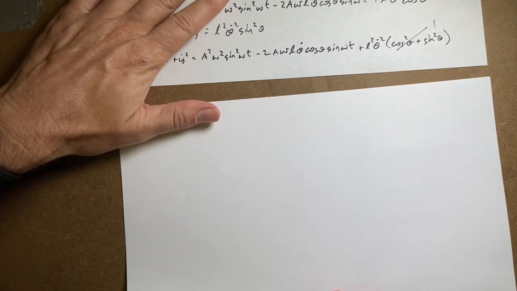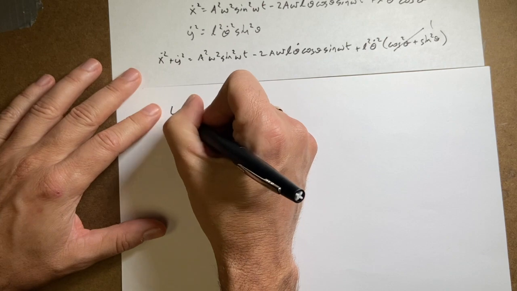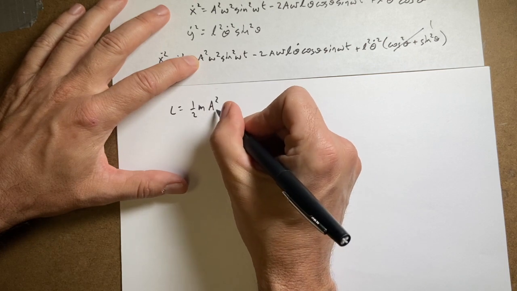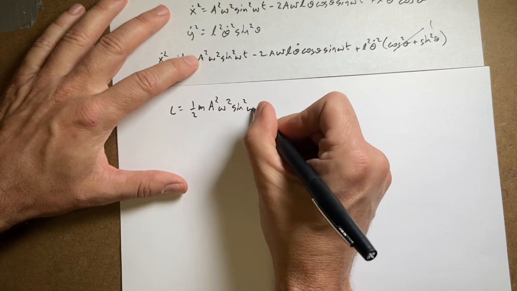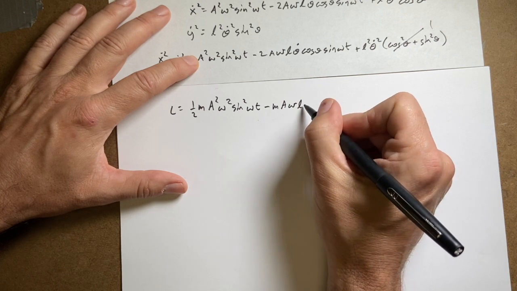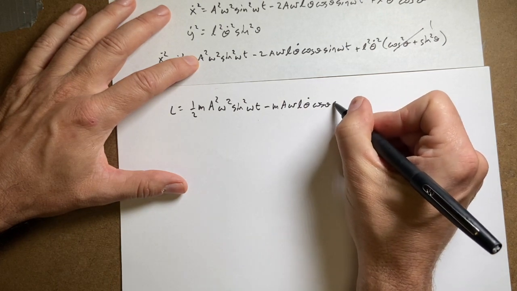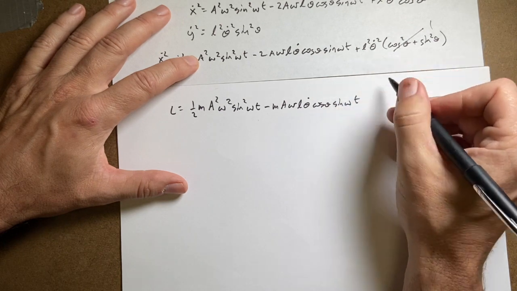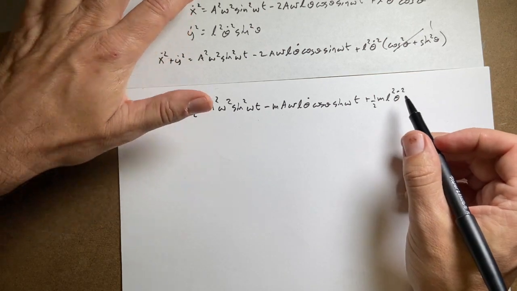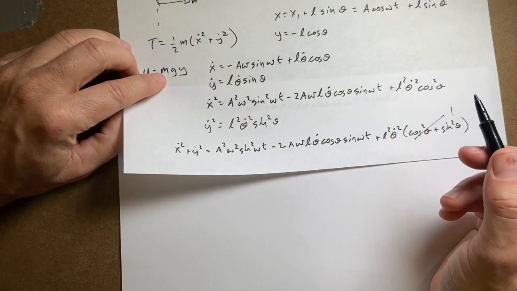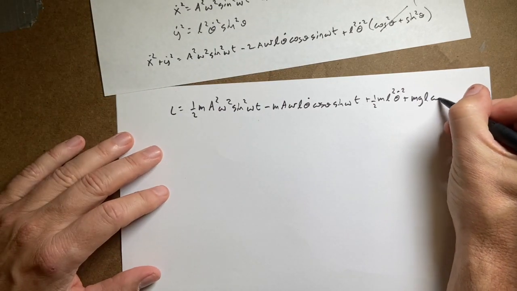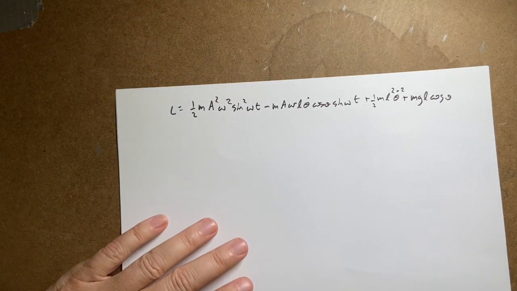Next page, please. Okay. So L is going to be 1/2 m times this, a squared omega squared sine squared omega t, minus, now I have a 1/2 times 2, so I just get m a omega L theta dot cosine theta sine omega t. And then I get plus 1/2 m L squared theta dot squared. Now I have the potential, so I have minus the potential, and I already said the potential was mgy, but why is that? So I'm actually going to get plus mgl cosine theta. Got the Lagrangian, done with that sheet right there.